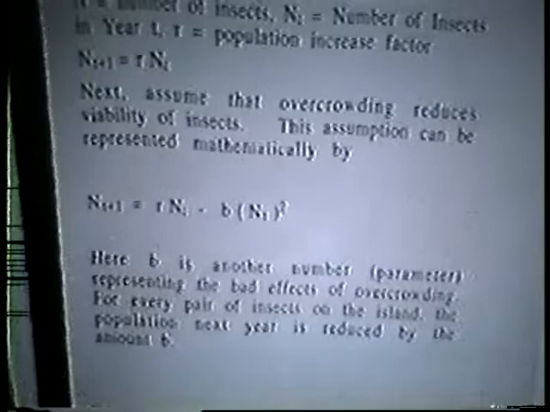A number like R or B is called a parameter in technical discussions of models like this. What that means is that they are properties of the system that do not change in time. These represent, for example, properties of the island. R might be how much vegetation naturally grows on the island. B might be a limitation produced by lack of nesting space. B is a parameter that represents the bad effects of overcrowding on the population.